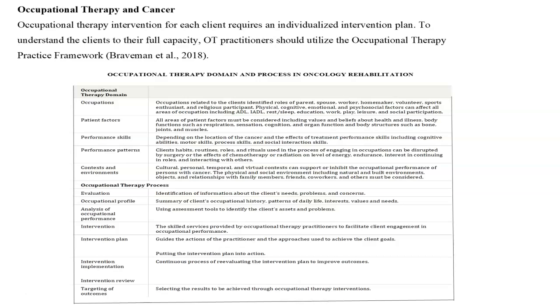if they're spiritual, what is their personality. Then when you do the evaluation, you have to identify the information about the client's needs, problems, and concerns, and then it also covers the occupational profile, a summary of the client's occupational history, patterns of daily life, interests, and values, and analysis of occupational performance using assessment tools to identify the client's assets and problems. Then intervention, which is the skilled services you are going to provide to facilitate the client to improve engagement in meaningful activities and help them to achieve their goals.